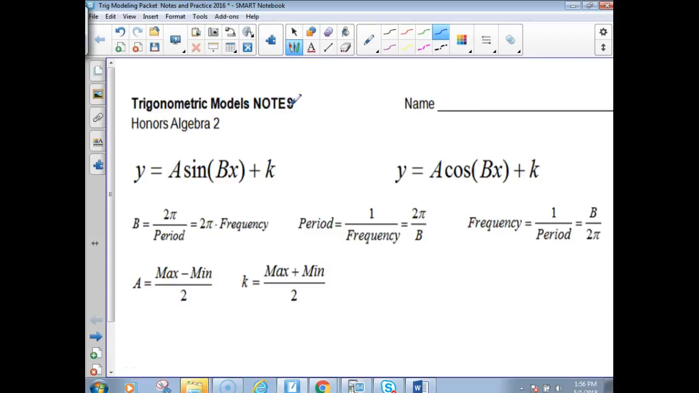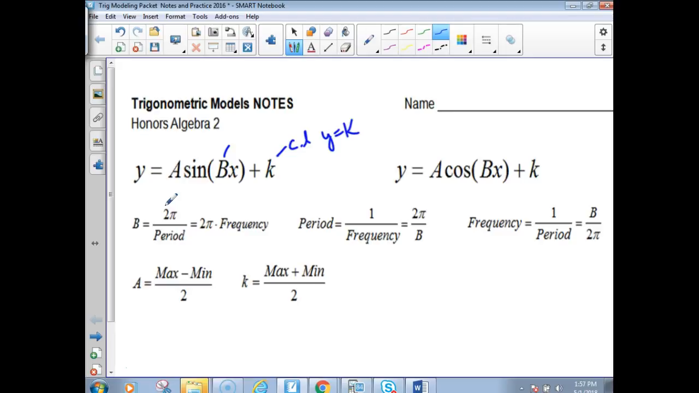All right, Trig modeling. You should know what all this means. Now, this is just having K at the end instead of the front. You know that's still your center line, and it's in Y equals K form. You know what B does? It affects the period change. All right, so that's what this stuff's about.